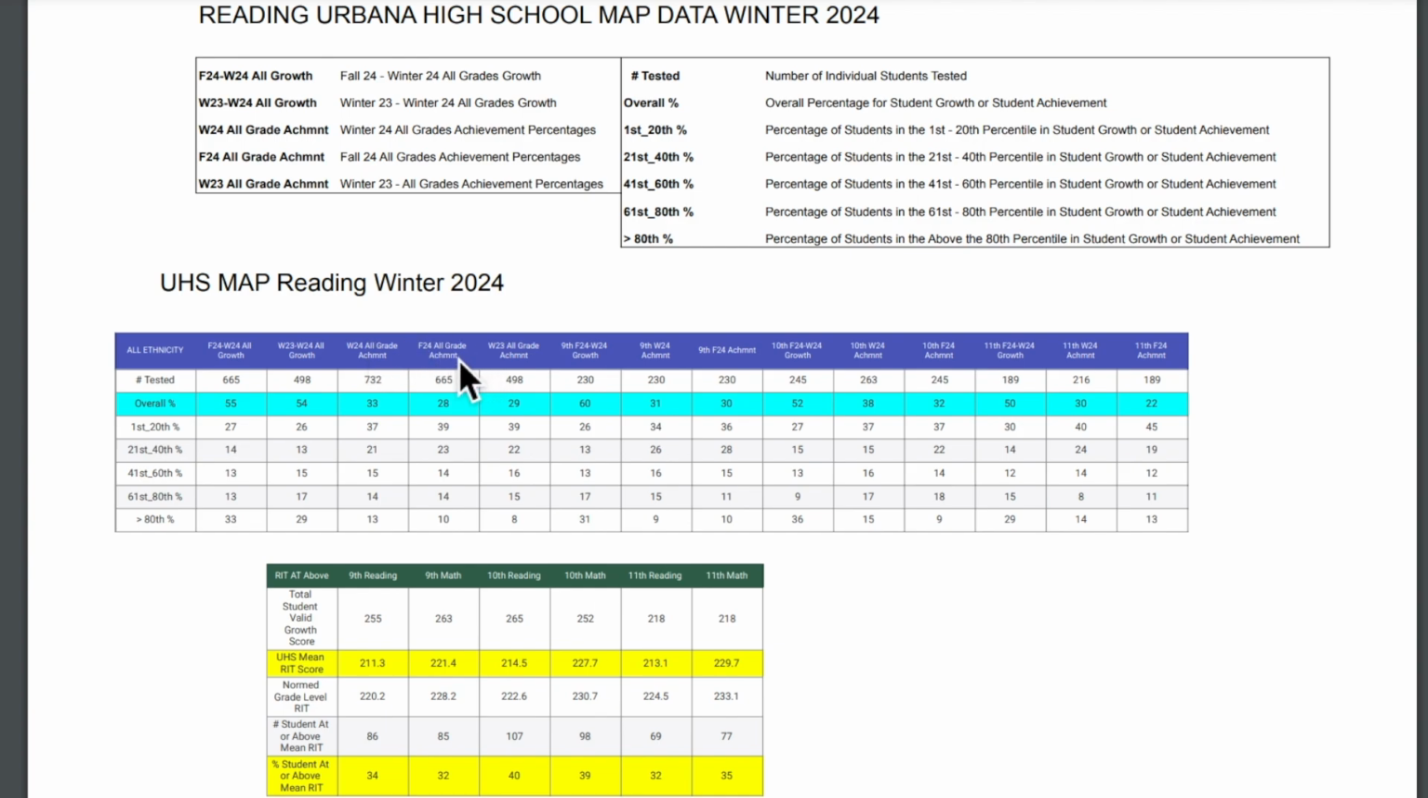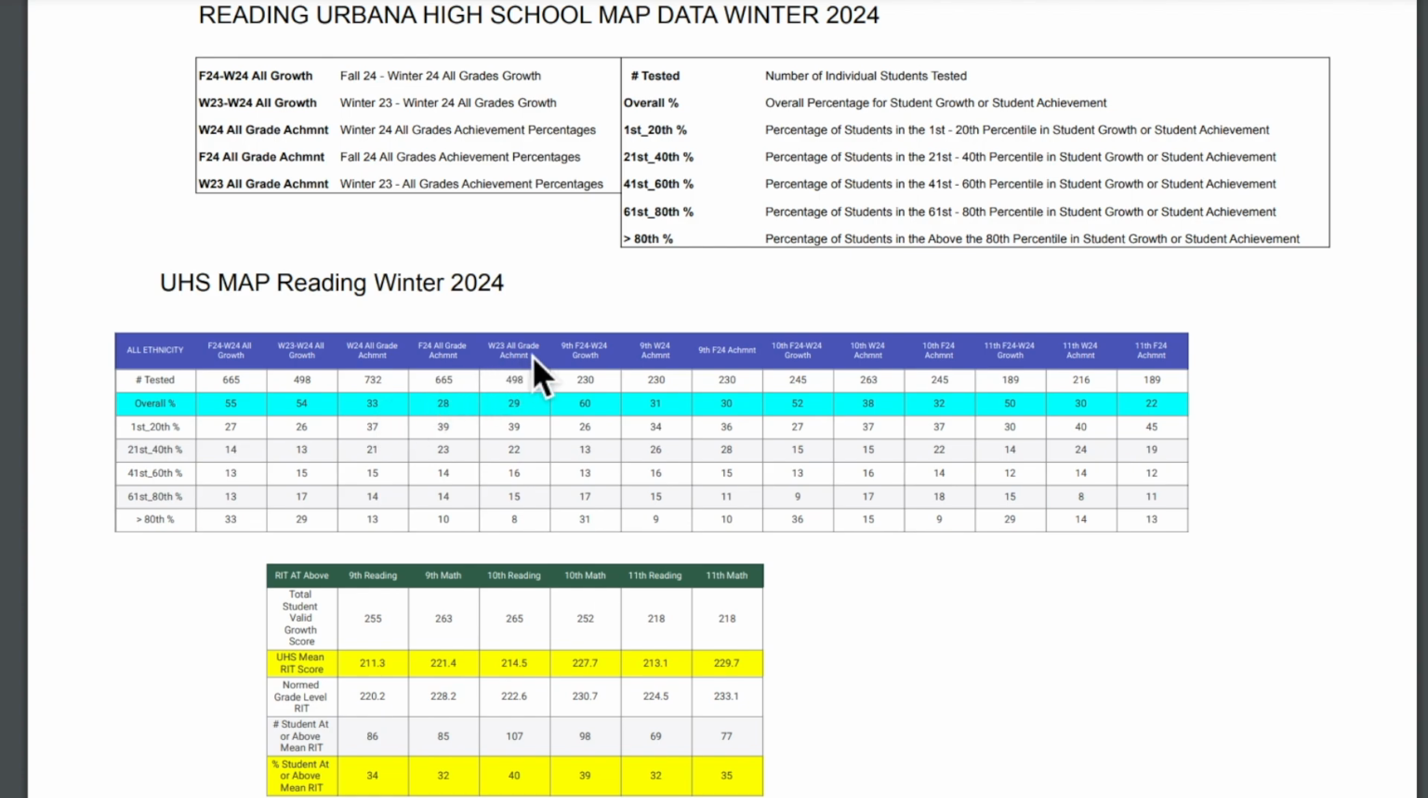Now here is fall. So this was in the fall. 665 students tested. Overall in the fall, for our building, we were at the 28th percentile. So the fact that we went from the 28th percentile in achievement to the 33rd percentile is a notable growth.